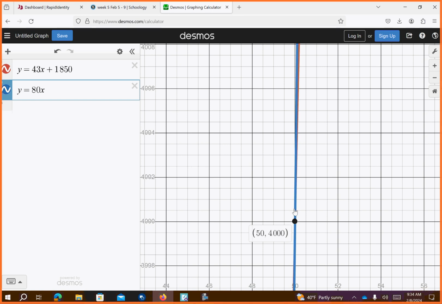Okay? Number 4 says a linear cost function is C of X equals 5X plus 250. What is the marginal cost and what does this represent? Find the C-intercept, which is the y-intercept in this case. What does it represent? Find the difference in cost between producing 50 units and 51 units.